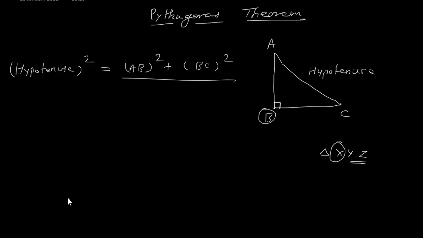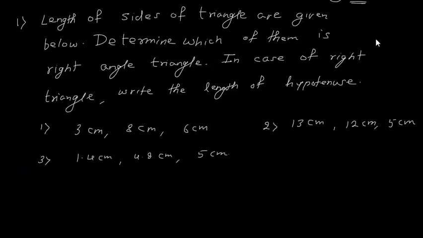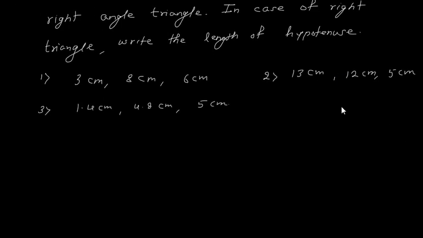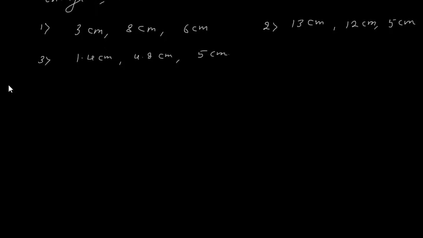Okay, so I think this much information is enough. Now we can start solving the problems. So here is our first question. Lengths of sides of triangle are given below. Determine which of them is a right angle triangle. In case of a right triangle, write the length of the hypotenuse. Now the first question has sides 3 centimeter, 8 centimeter and 6 centimeter. So let us first solve this first question.